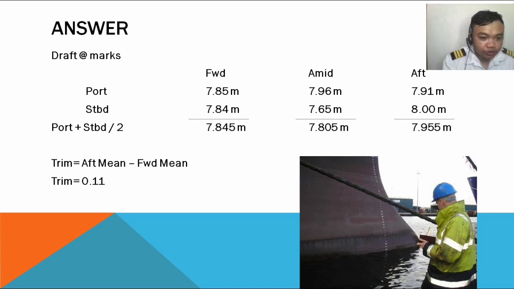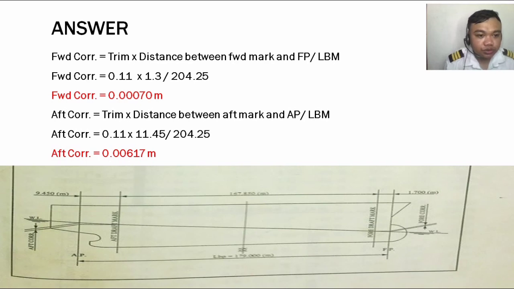So we could already calculate the trim of the ship: aft mean minus forward mean. In this case, we have a ship trimmed by the stern by 0.11 meters. Okay, next is to obtain the trim correction. So we have here the forward correction.